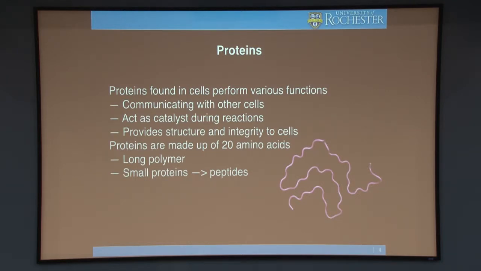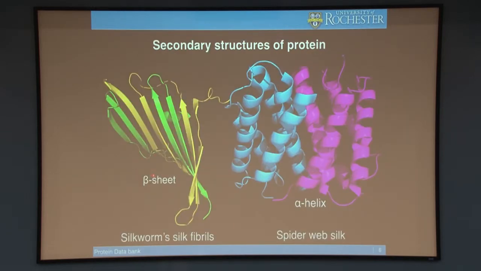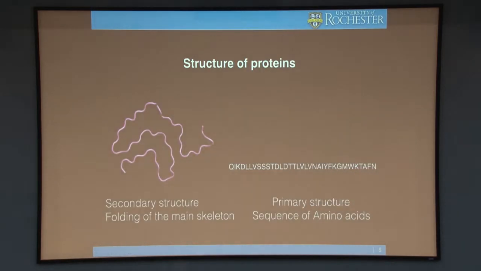Some of these short, small proteins are called peptides, and proteins are made of amino acids, which are small organic molecules. The amino acids combine to form long polymers. So each amino acid is of a different kind, and they form these long polymers of protein, which is called the primary structure of the protein. And then the protein can come into different shapes, and that's called the secondary structure. So this is our secondary structure of a protein.